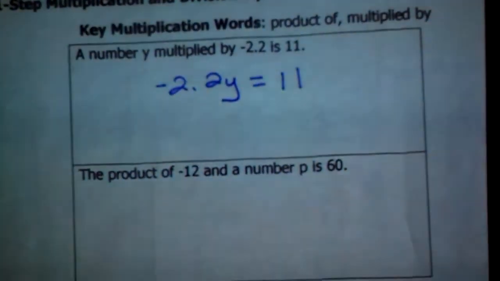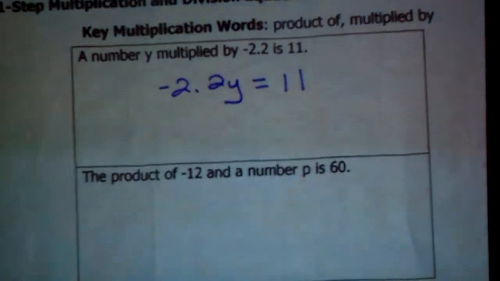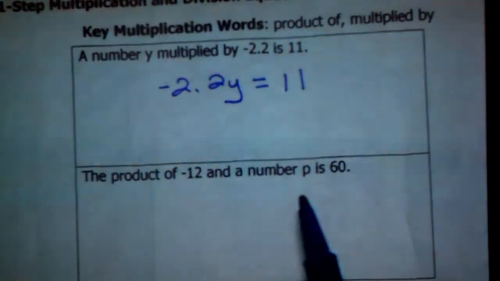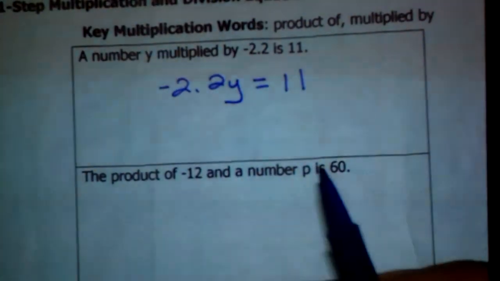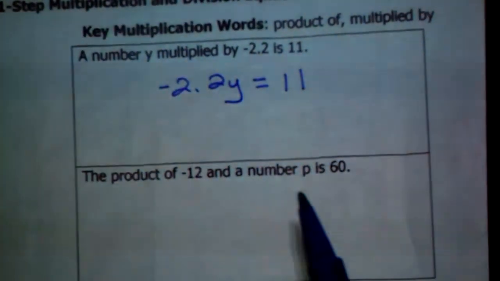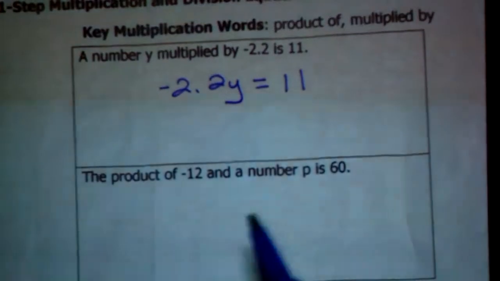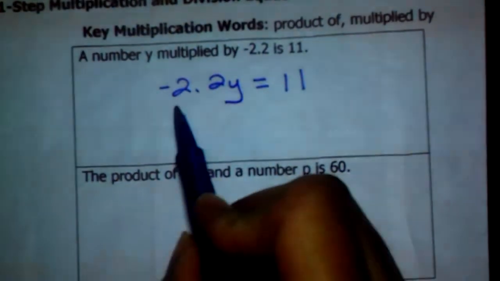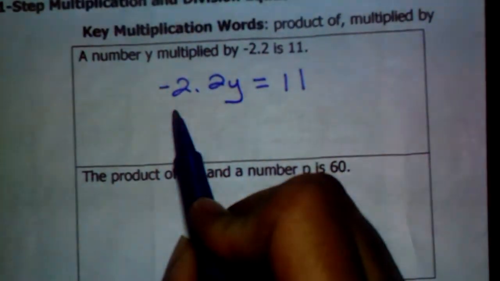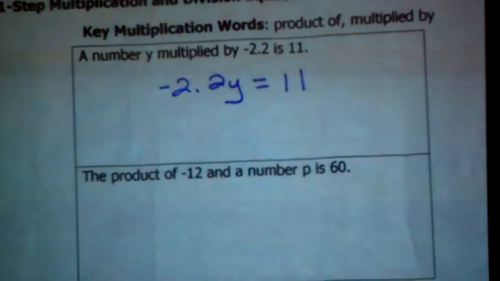All right. So we are going to go ahead, and to get our y alone, we want to. I have my 10-year-old daughter here. She's giggling. It is summer. Okay. Alright, we want to get the y alone. So again, we're not going to add a positive 2.2. We're going to divide by a negative 2.2 because a number divided by itself is 1.